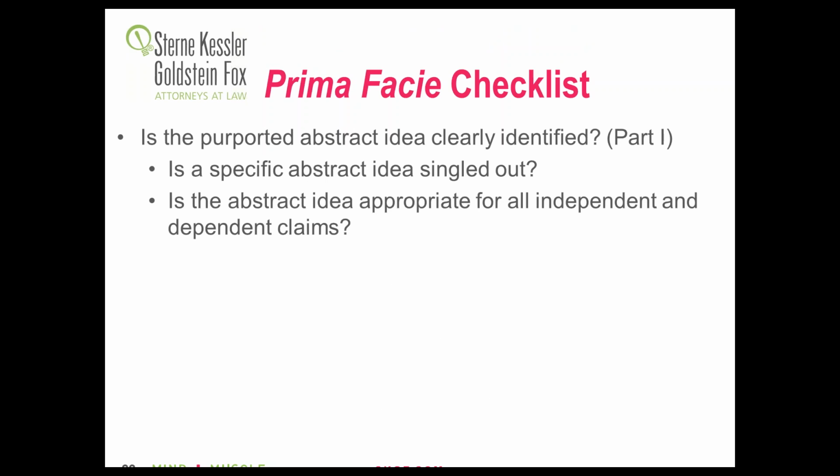So we've provided a checklist in the next couple of slides for Part 1 and Part 2 of the analysis for what the examiner really needs to state in the rejection to establish this prima facie case. First, is the purported abstract idea clearly identified? To do that, the examiner needs to first single out the specific abstract idea. What does the examiner say is this overarching abstract idea? Maybe they've gone too broadly. Maybe they've gone too narrowly. You need to understand what the examiner thinks that is. And second of all, the question of whether the abstract idea is appropriate for all of the independent and dependent claims needs to enter into consideration.